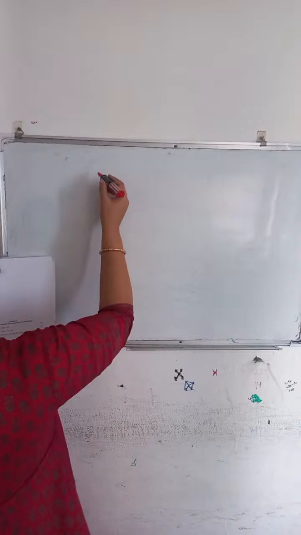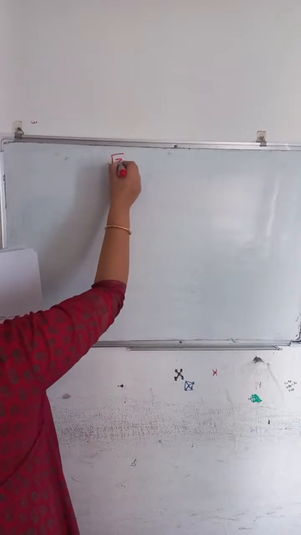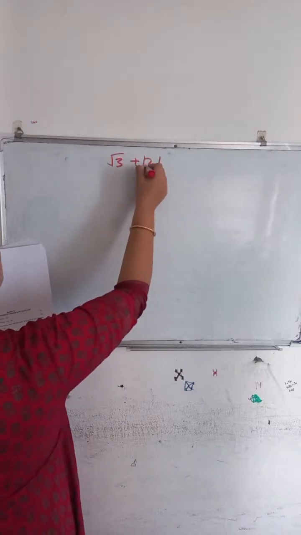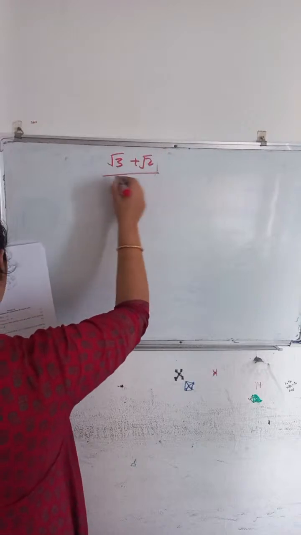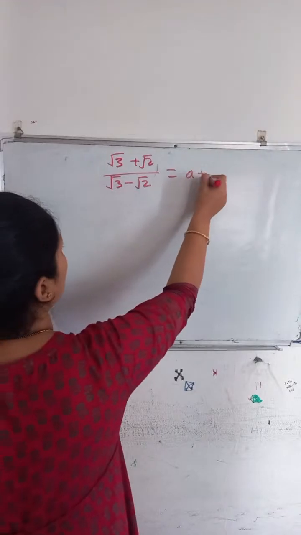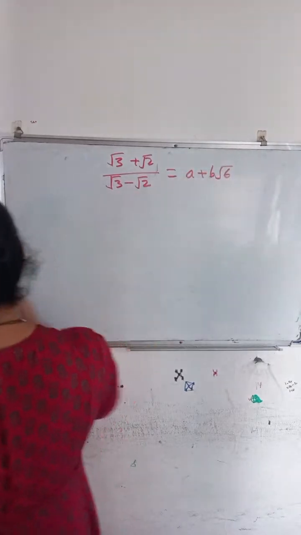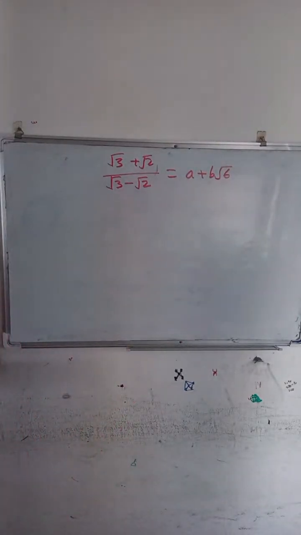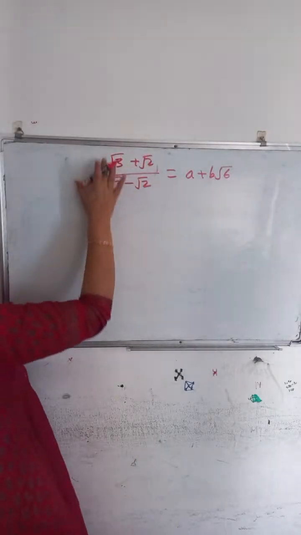So we have to find out the value of a and b. (√3 + √2)/(√3 − √2) is equal to a + b√6. Whenever this kind of question comes, you always go for rationalization first. You can do the rationalization only on this part.